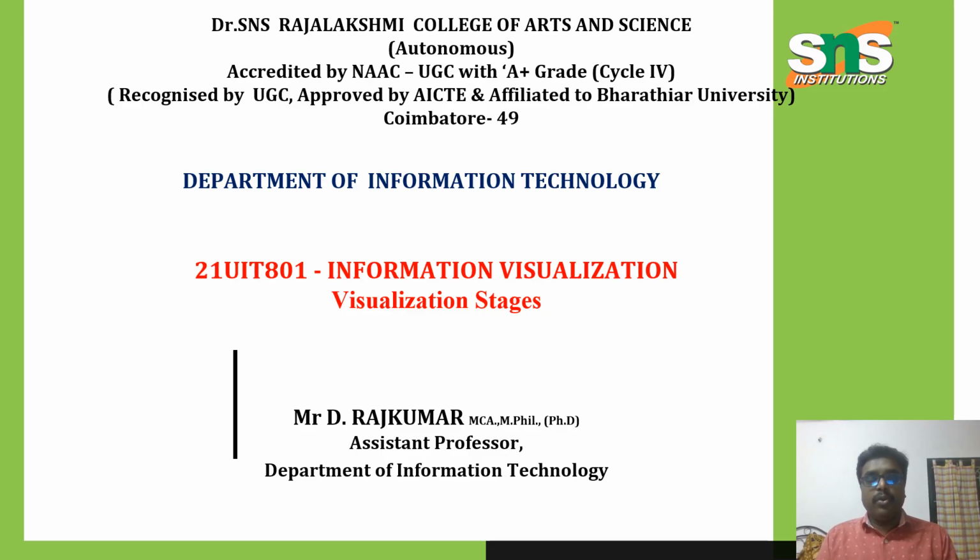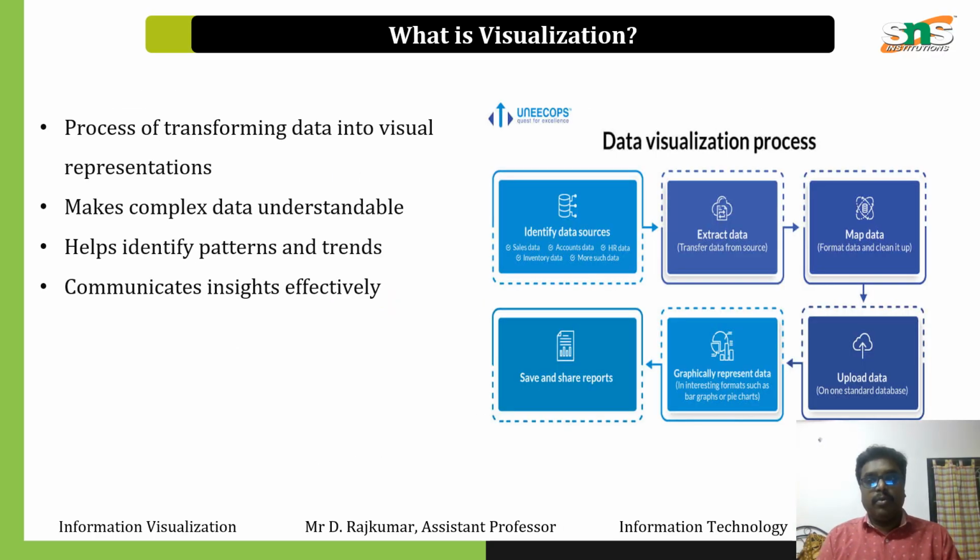In this lecture we are going to discuss visualization stages. So once again, we discuss what visualization is: the process of transforming data into visual images. That is, raw data into visual representation or images is what we call visualization. Its uses are that it makes complex data easy to understand, it helps us identify patterns and trends on which decisions can be taken, and at the same time it communicates very significant insights very effectively compared to any other process.